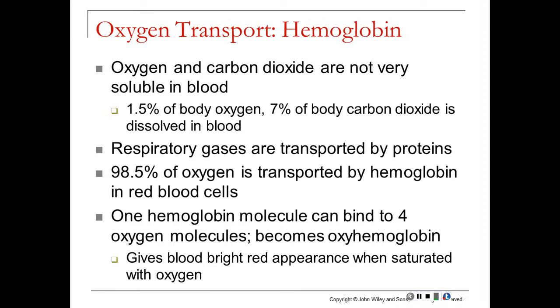98.5% of oxygen is transported on a molecule called hemoglobin. You may recall our discussion of hemoglobin earlier in the chapter on blood. One hemoglobin molecule is going to contain 4 oxygen molecules, and when that oxygen and hemoglobin combine, they form a new molecule called oxyhemoglobin, and that is what gives blood its bright red appearance when it's saturated with oxygen.